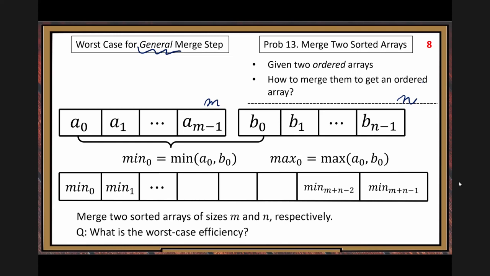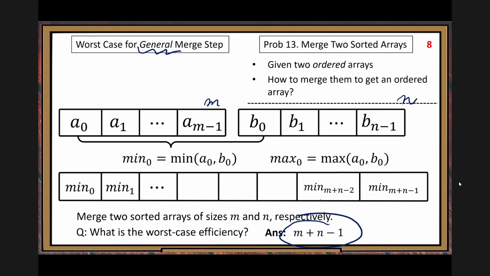So the formula is m plus n minus 1. That's our first formula. General case formula first, but it's for the worst case formula.